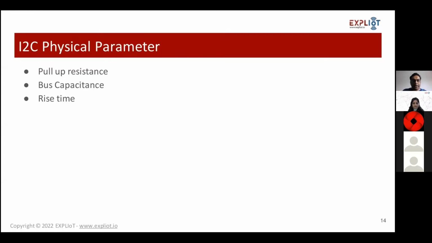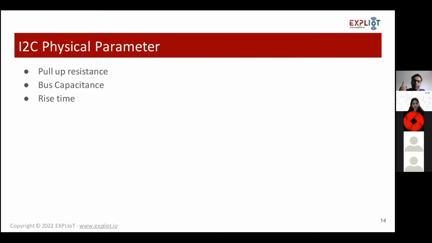How does that happen? As you can see in this slide, pull-up resistance is important when we come to I2C. Bus capacitance is the second, and third is the rise time, because these three factors have been mentioned by the I2C specification. If we do not follow them, and you are designing an IoT product based on I2C, you are likely to fail in a production-grade scenario.